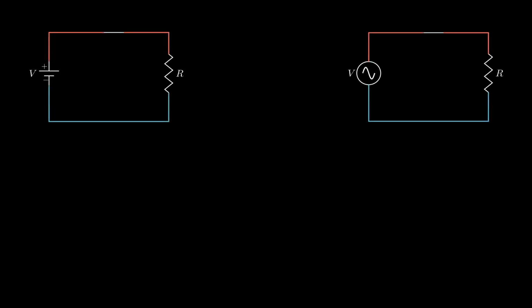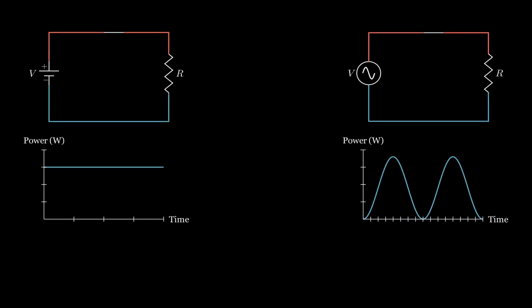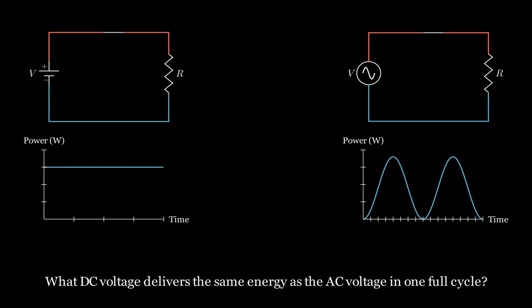Now, let's have the two circuits side by side and ask a critical question. What is the DC voltage that will yield the same energy as an AC voltage within one periodic cycle? The answer to this question is the underlying intuition behind RMS values, as we'll see soon. There is also another keyword in this question, which is going to guide us to where we should start in order to find an answer.